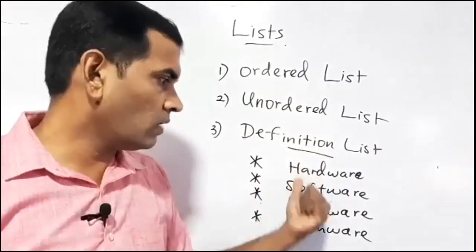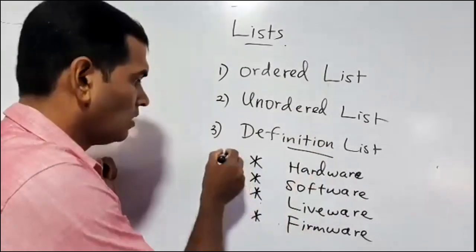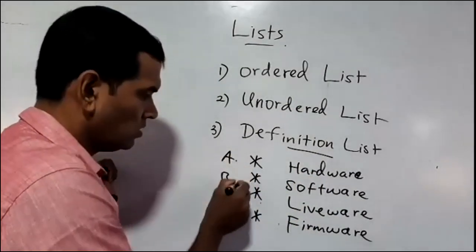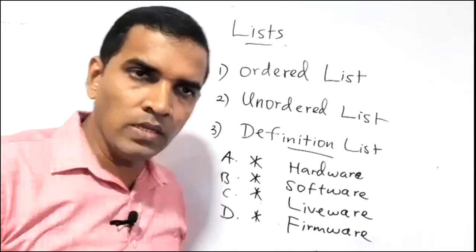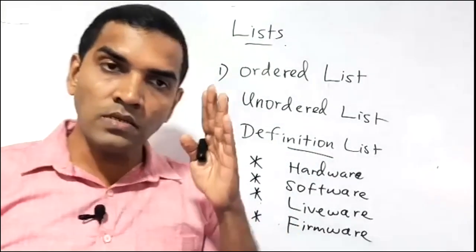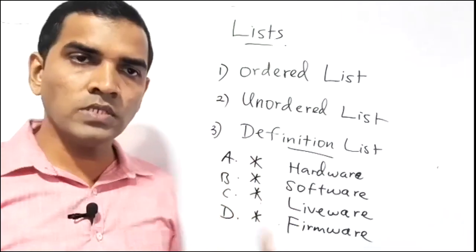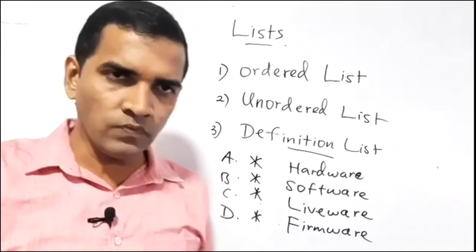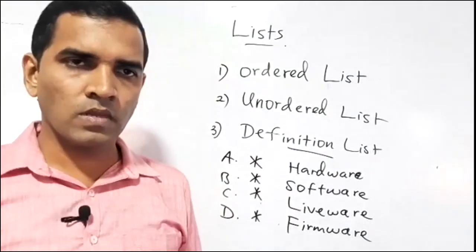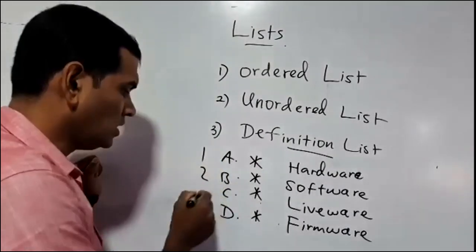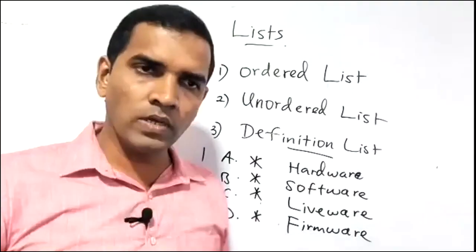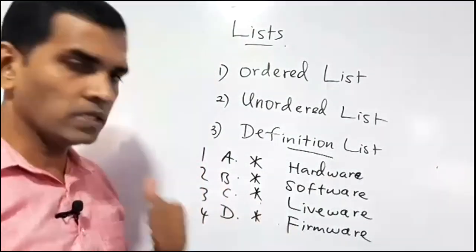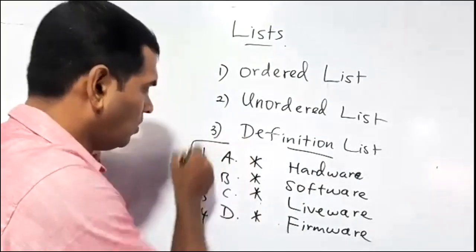Say here you have hardware, software, liveware, firmware. So I have A, B, C, D here. Now when I focus on firmware, I know that it is in the 4th place because it is D. I know D is 4th. Even if it is 1, 2, 3, I can find out the order. I know that firmware is in the 4th place. So these are ordered lists.